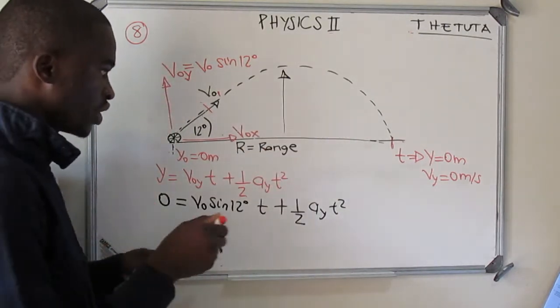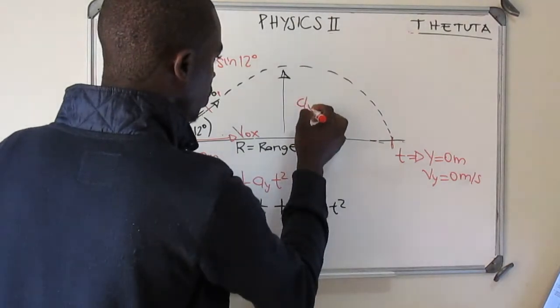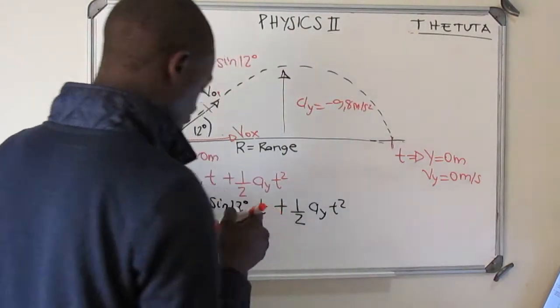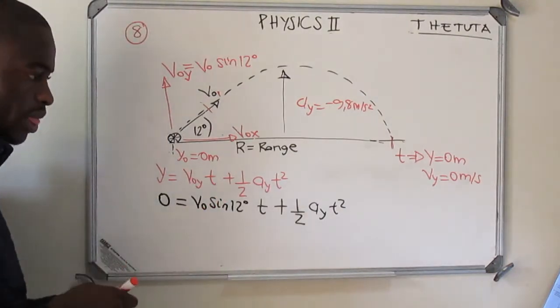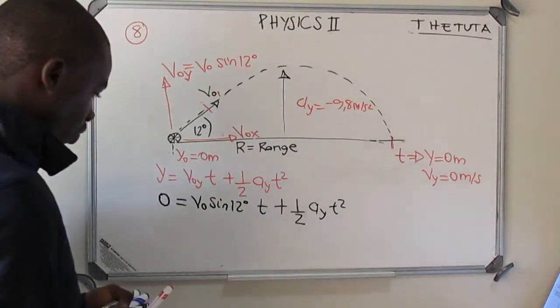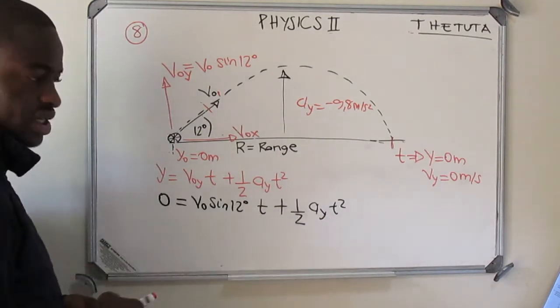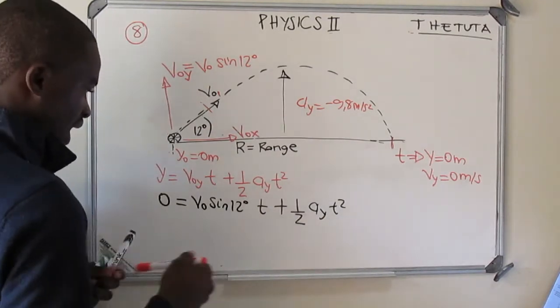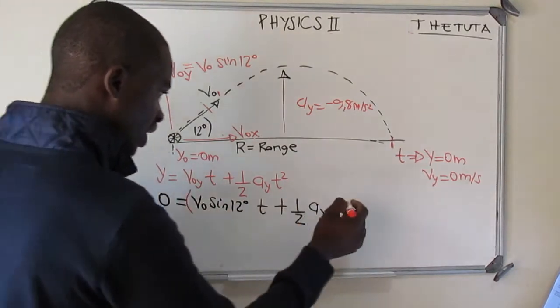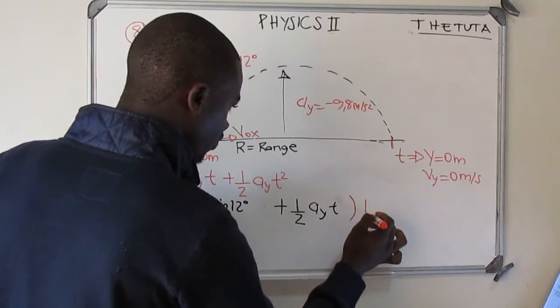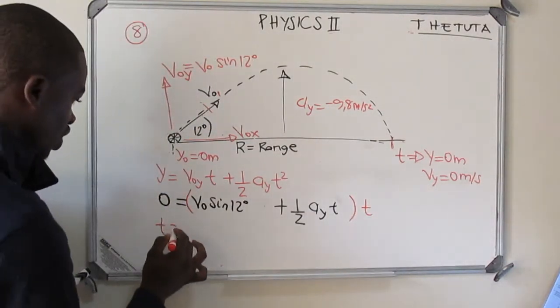Acceleration in y is always going to be equal to minus 9.8 meters per second squared. Okay, and therefore here we apply our mathematics. We have a common factor, t, which means we can take t as a common factor. If you take t as a common factor, this will disappear, and then you have t there. Then your first time is going to be equal to 0.